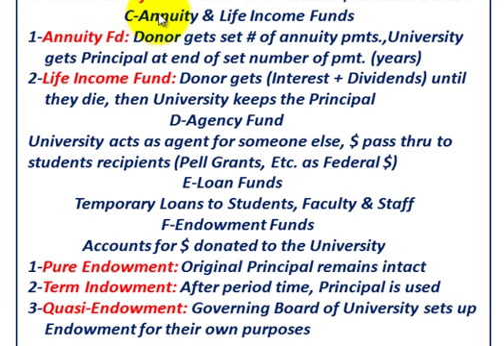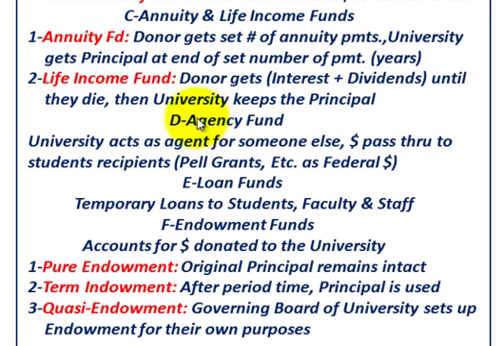And then we have the annuity and life income funds, and we have two of those here. The annuity fund, that's where the donor gets a set number of annuity payments, and then the university gets the principal at the end of those set number of payments, or years. And then you'd have a life income fund. That's where the donor gets interest plus any dividends until the donor dies. Then the university gets to keep the principal.